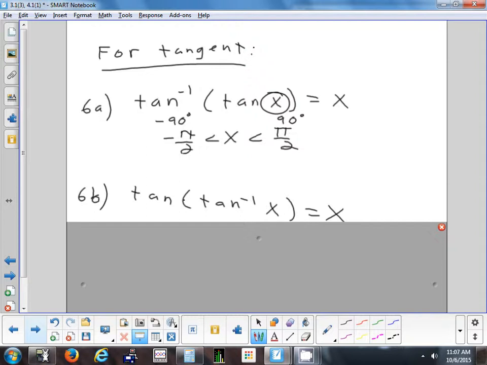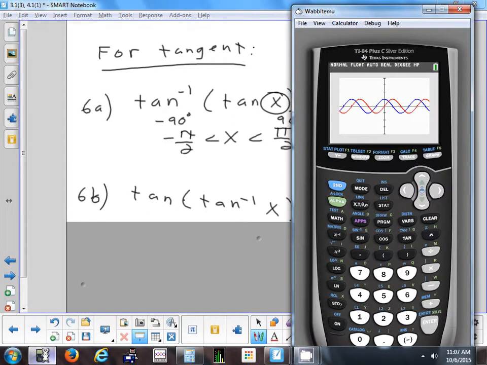Okay, when we switch it, put the inverse on the inside. Does anybody remember how high and low tangent went? It's like a weird line. That one looked a little different, right? That's not a nice wave like the other two. How high and low does this one go? Forever. It goes up forever and it goes down forever. We can't see it because it's going off the screen.